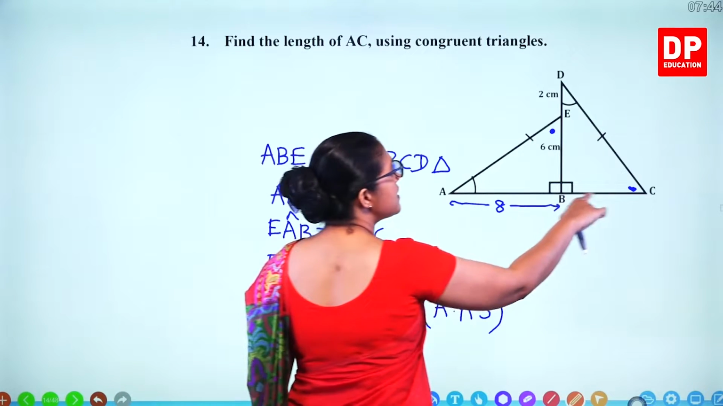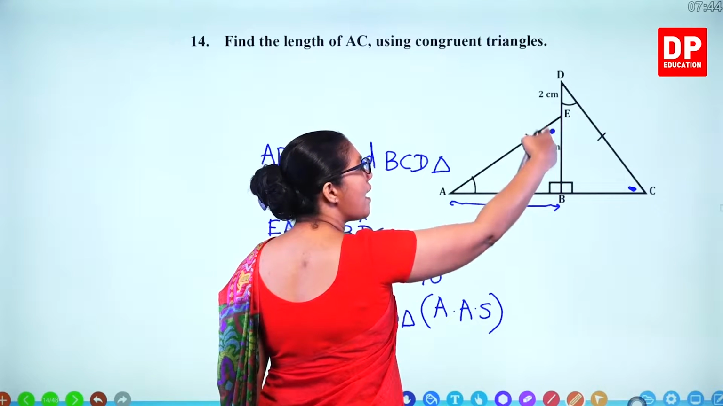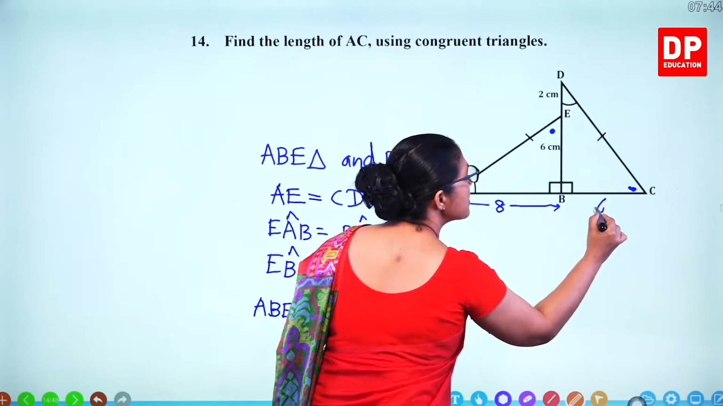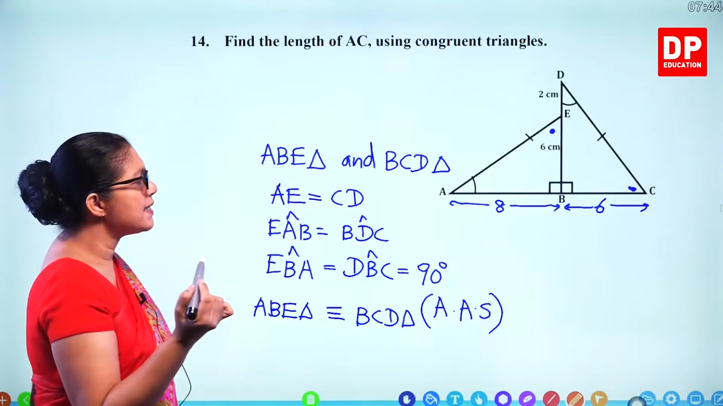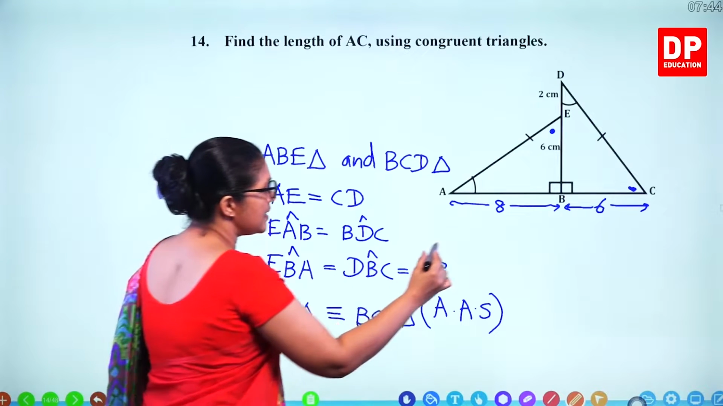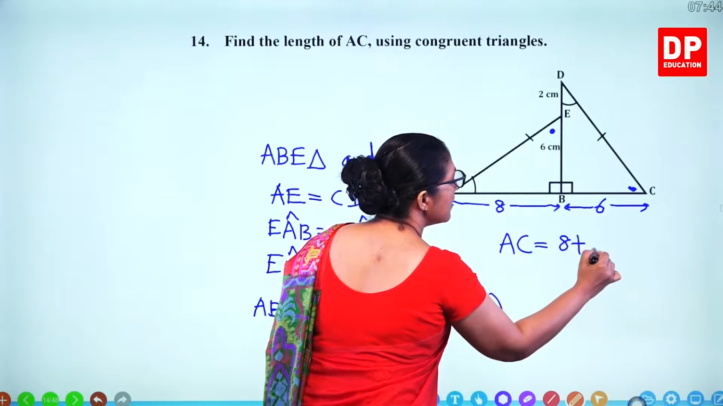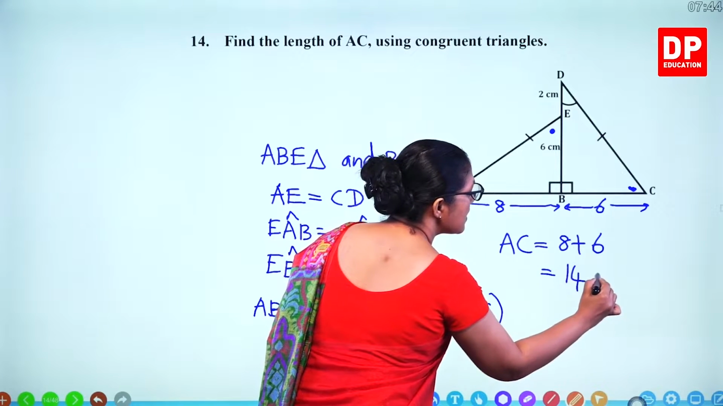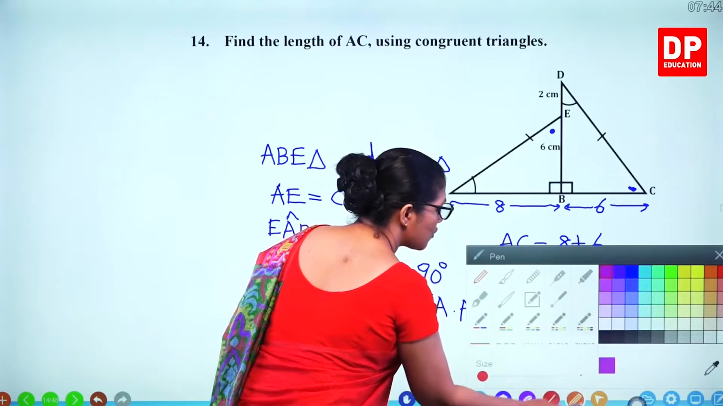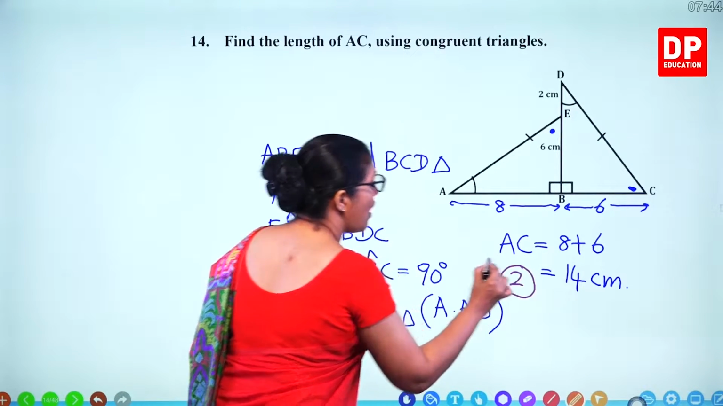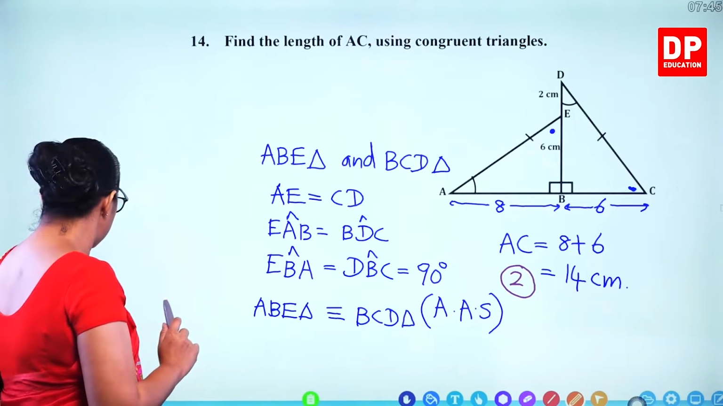Now, what about this length? This is opposite to this angle. Opposite to this angle in this triangle, that's 6. So this is 6 centimeters. Now easily you can find out the length of AC. So what's AC? AC is equal to 8 plus 6 plus 6, which is 14 centimeters. So you get 2 marks for that. Here what you have to do is identify the corresponding elements of a congruent triangle.